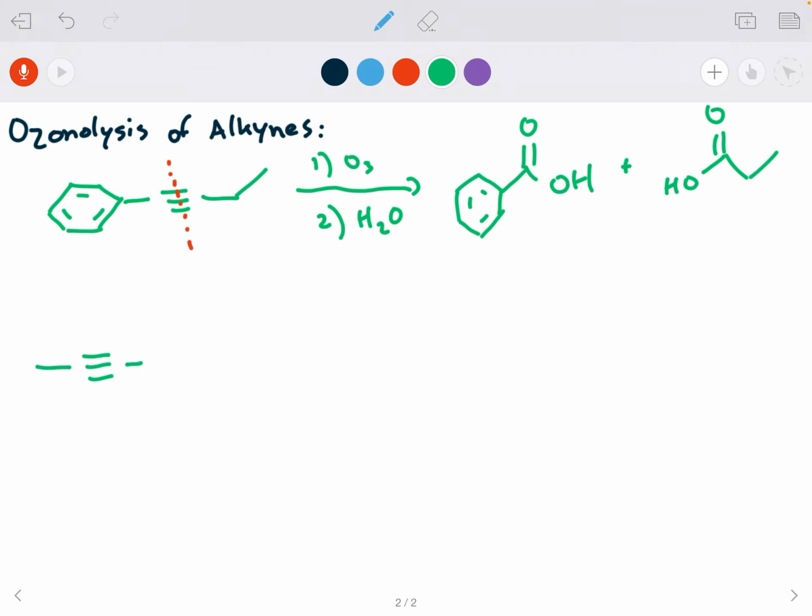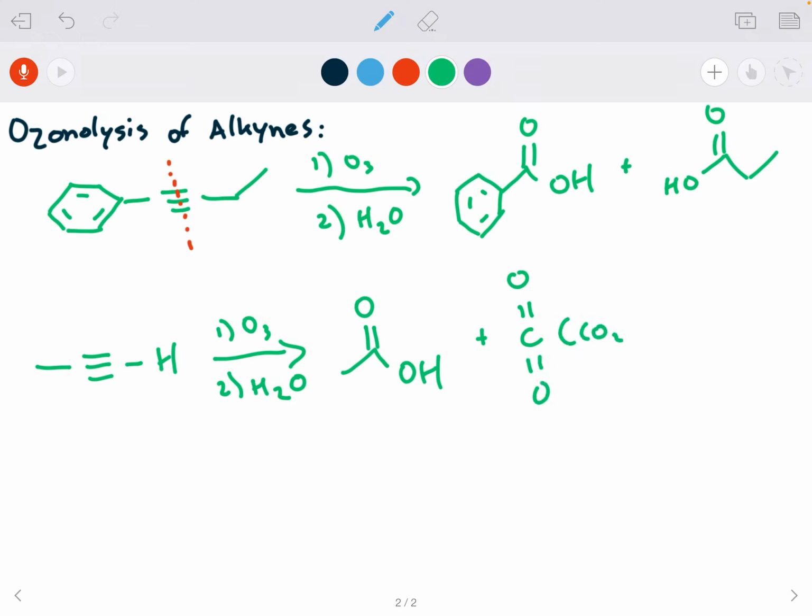Now, if your alkyne has a terminal hydrogen on it, you won't get 2 carboxylic acids as the product. The first one will be a carboxylic acid, but the second product you get is just carbon dioxide. So if you have a terminal hydrogen in your alkyne and you undergo ozonolysis, one of the products will be carbon dioxide.